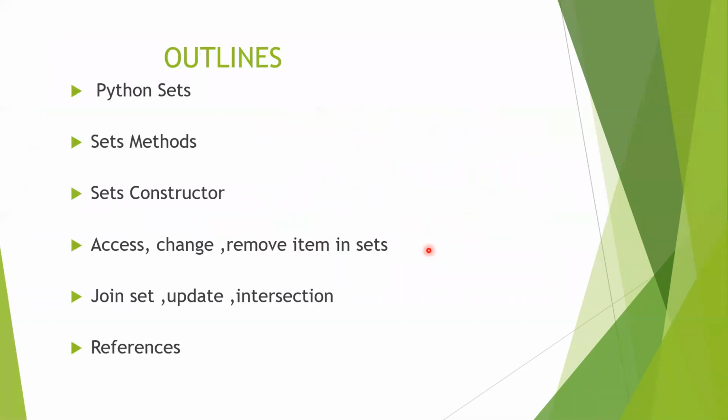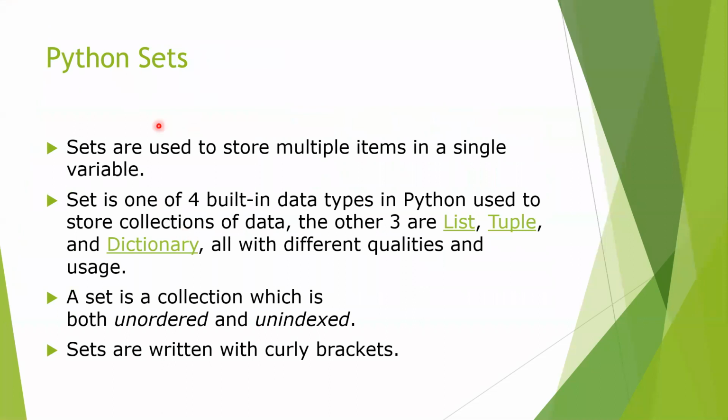Today we will learn Python sets. So these are the outlines. First of all, what do you mean by sets? Sets are used to store multiple items in a single variable. Okay, it is used to store multiple items, which can be of data types like list, tuple, dictionary. It's a collection which is unordered and unindexed. Read carefully: a set is unordered, unindexed, and it is written with curly brackets.